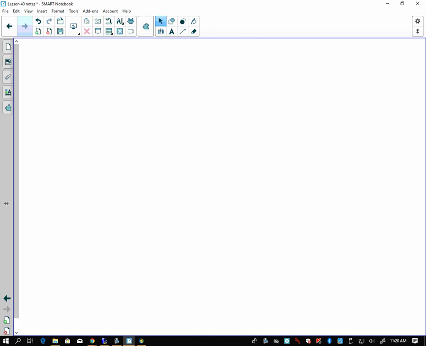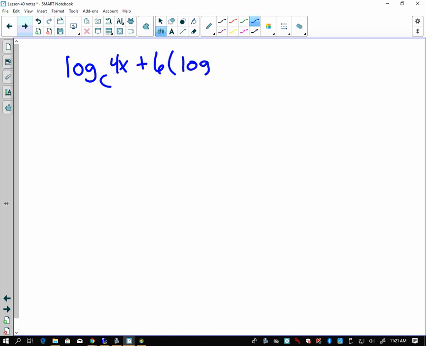Let's see if I can find what I want for number 8. Okay. Number 8. We have log base c of 4x plus 6 log base c of x minus log base c of y. Is that a y? Is that the same thing that you guys have got, or can you read it? That's what you guys have got.